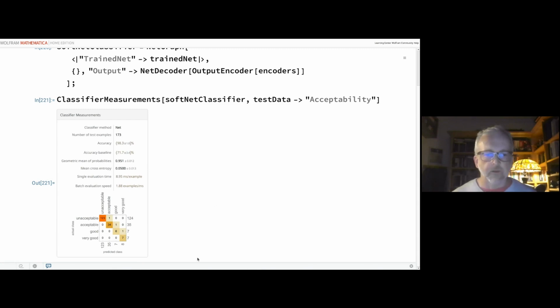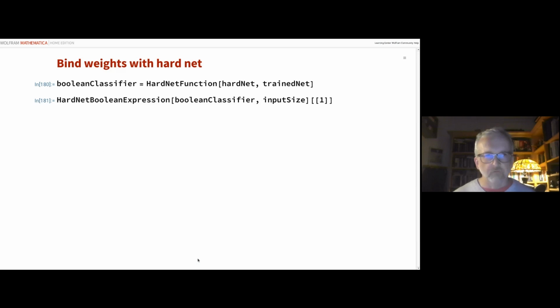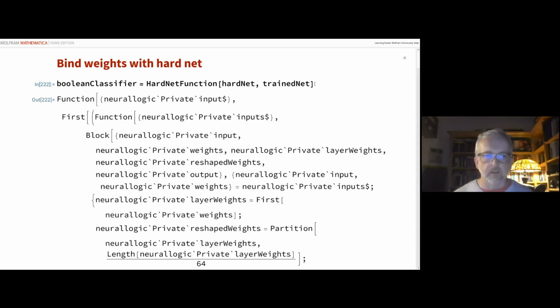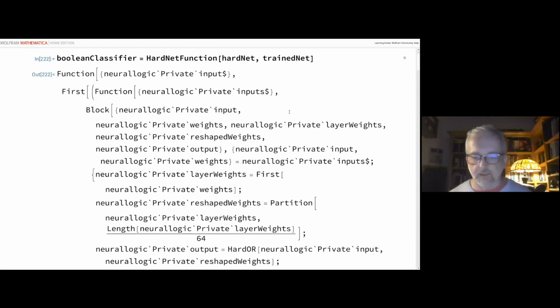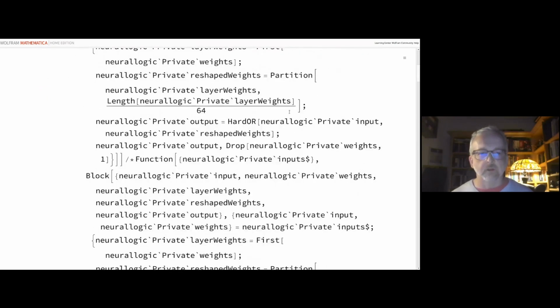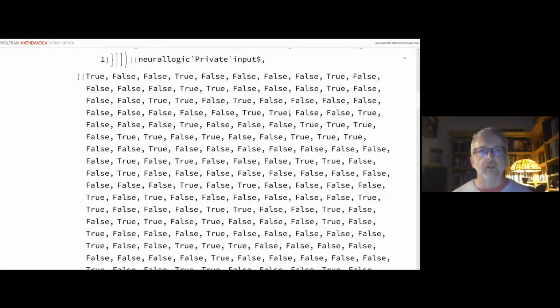All right. But what we really want is the Boolean function that predicts whether a car is acceptable or not. We want the hardnet, and we can extract it by binding the hardened train weights from the softnet with the corresponding hardnet. And here we go. We've done that. What we get is a Wolfram function again, more complex this time, bound with the learnt Boolean weights.